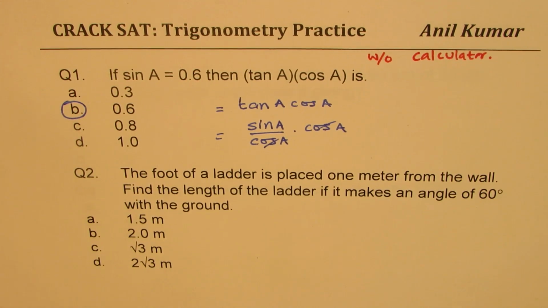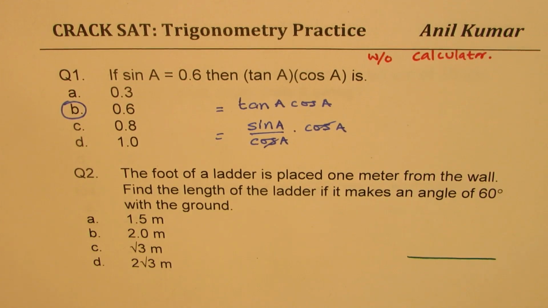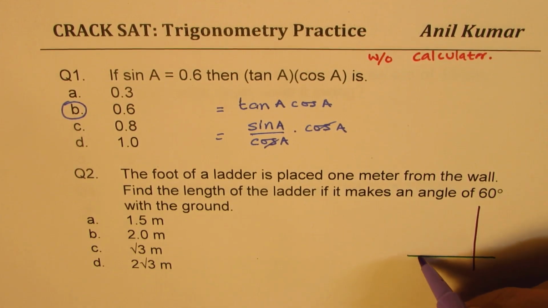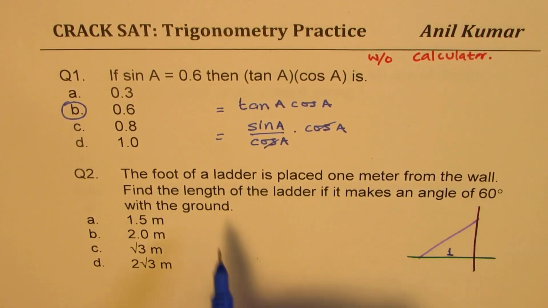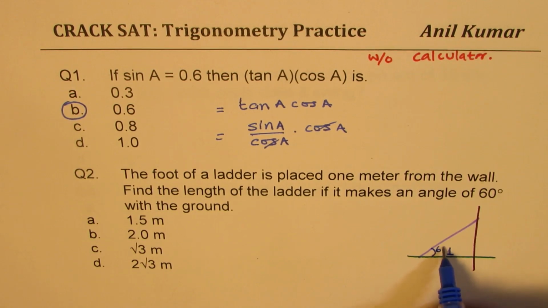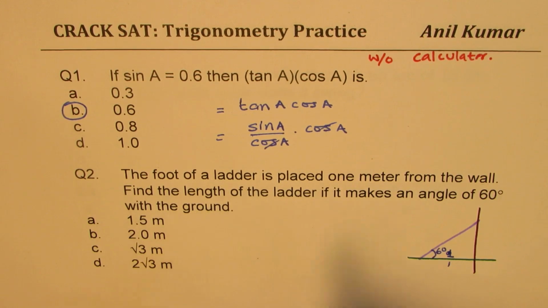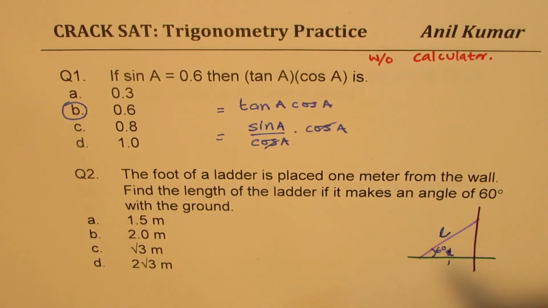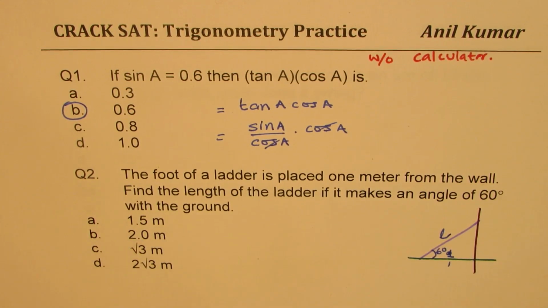Question 2. The foot of a ladder is placed 1 meter from the wall, right? So let us assume there's a wall here. It's good to sketch a diagram while you answer. So the foot of the ladder is placed 1 meter from the wall, which makes a 60 degree angle here with the ground. Let me write 1 here. Find the length of the ladder. So we have to find the length of the ladder L that makes an angle of 60 degrees with the ground.